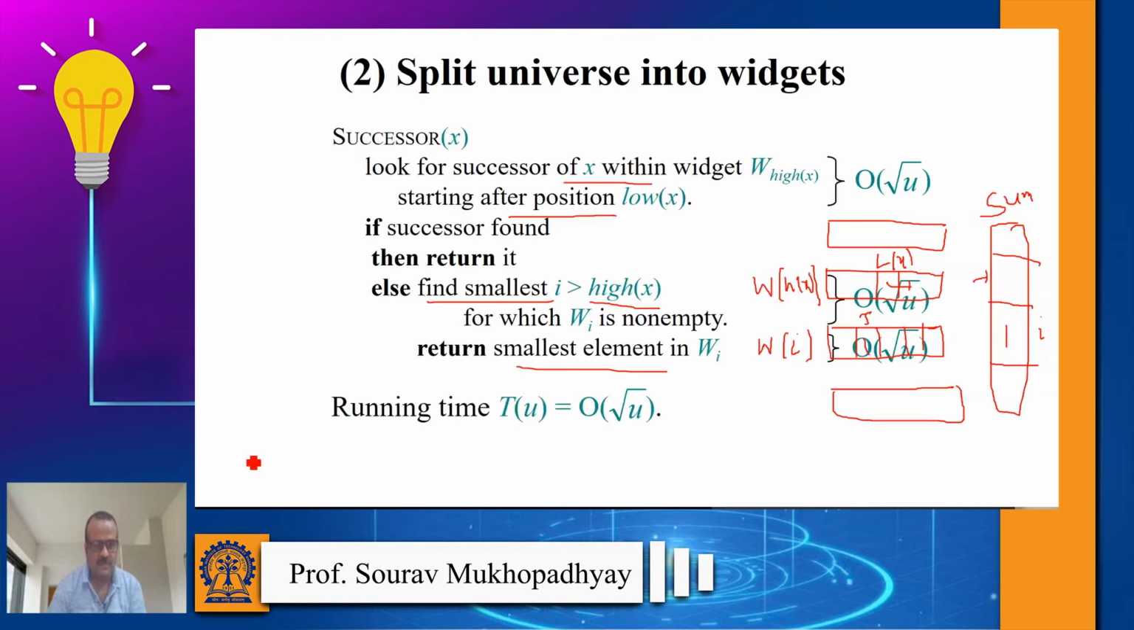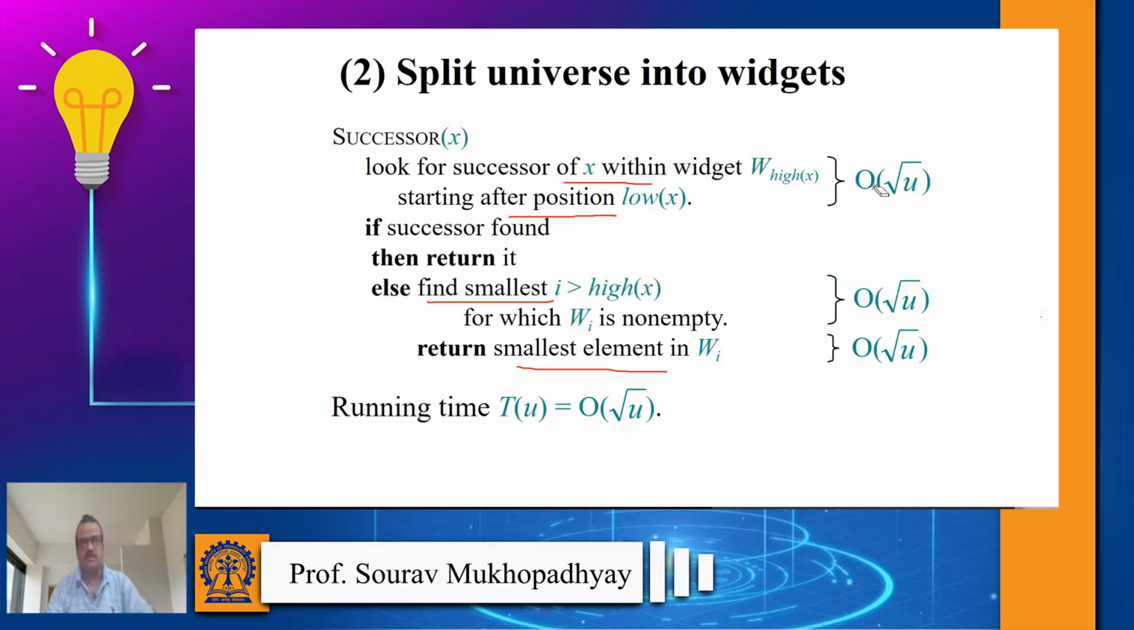Anyway, this is the runtime of this code. This will cost us order of root u, because we don't know, we may have to traverse the whole subarray. And to find the next smallest i, where the 1 is after high of x in that non-empty array or summary array, that will also cost root u, because the size of that is again root u. So we may have to go through order of the size of the array, which is root u. So that will cost us root u.